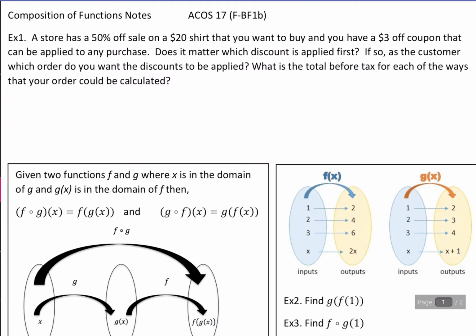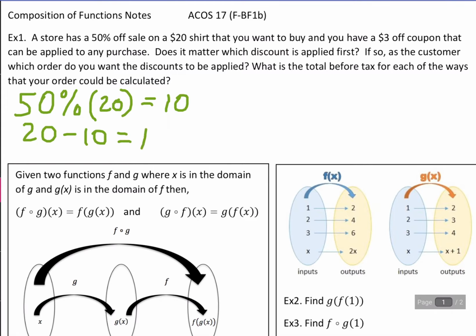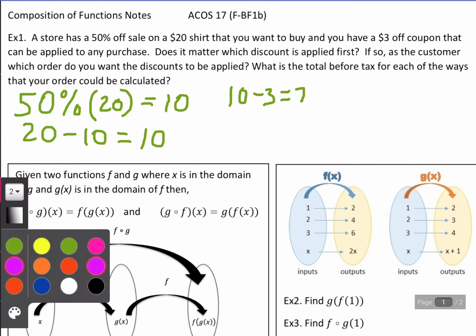All right, so let's try it both ways. Let's do 50% off the $20 and then take the $3 off coupon. So 50% times $20 gives us $10. If that's taken off the $20, 20 minus 10 leaves you with 10. And then take the 10 and subtract 3, we get 7. Okay, so that's doing the 50% off first and then the $3 off.